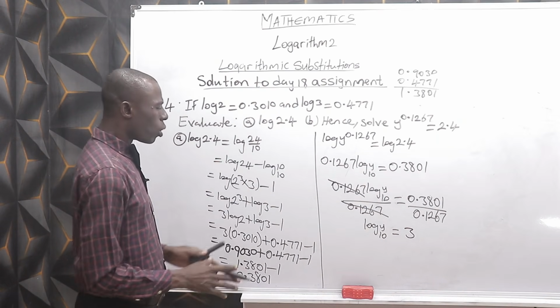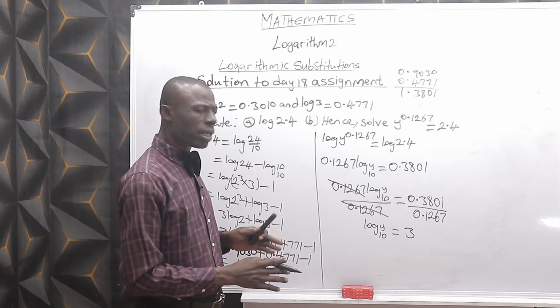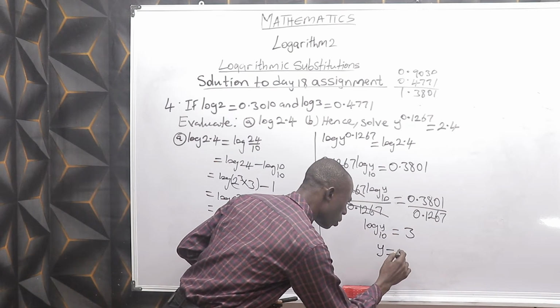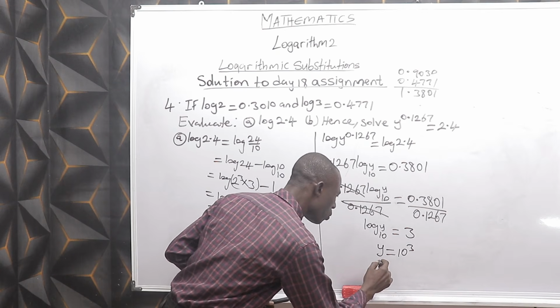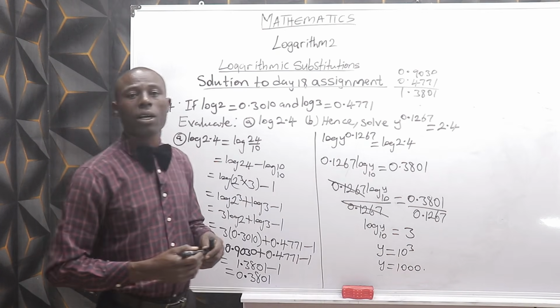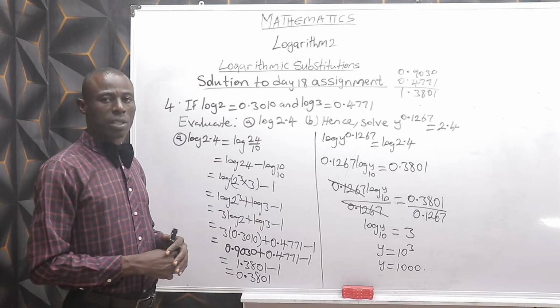So now, you can write this logarithm equation in indices form as y equals 10 raised to power 3, which is y equals 1000. And that is the end of that equation. So we come to the end of the solution to the assignment.